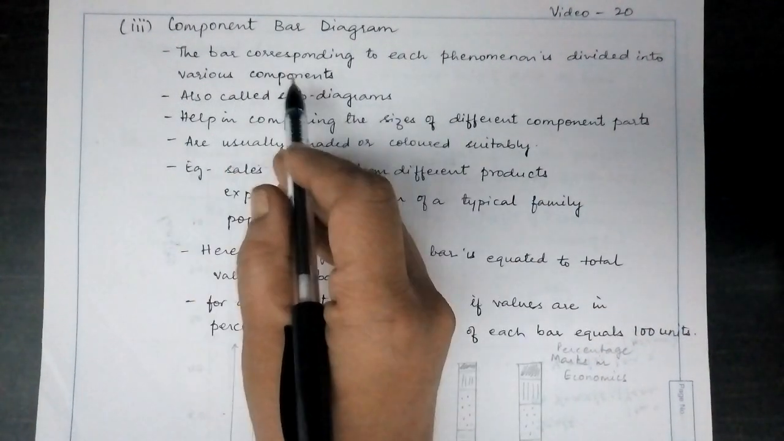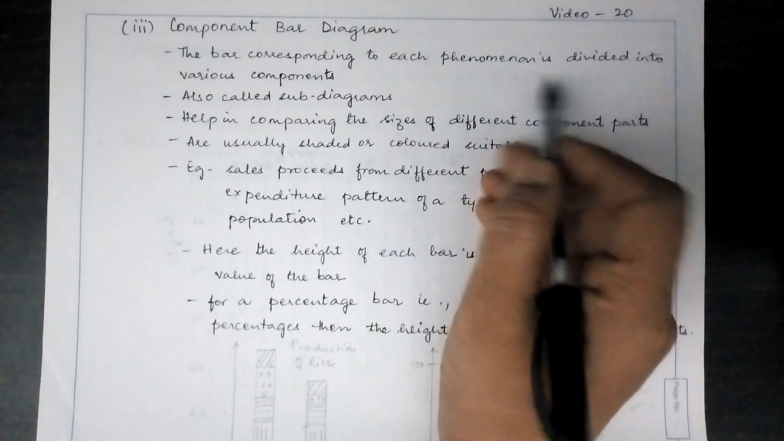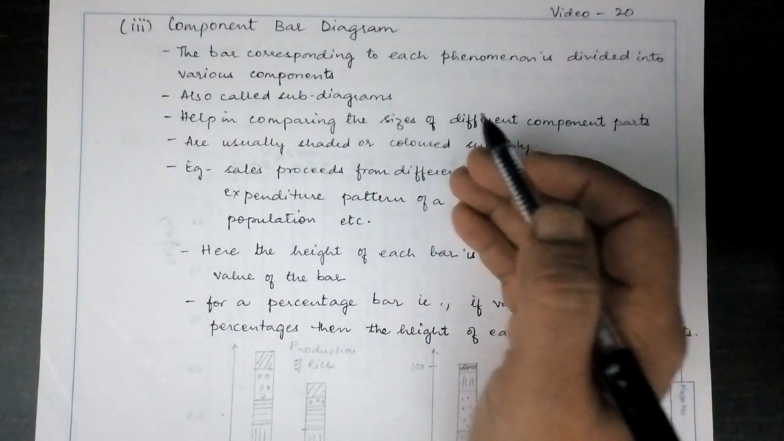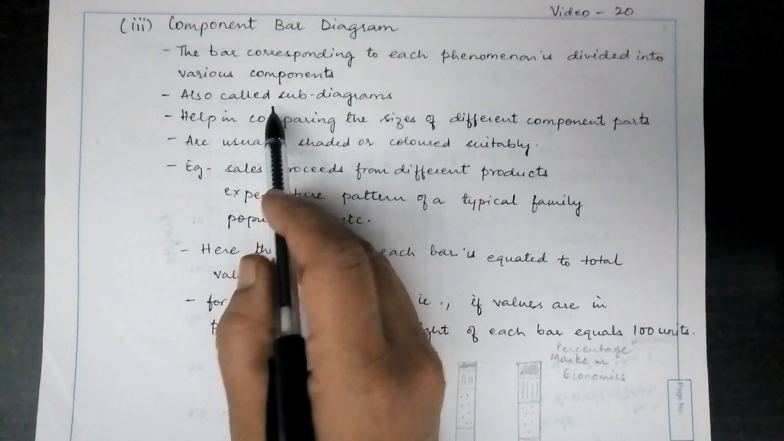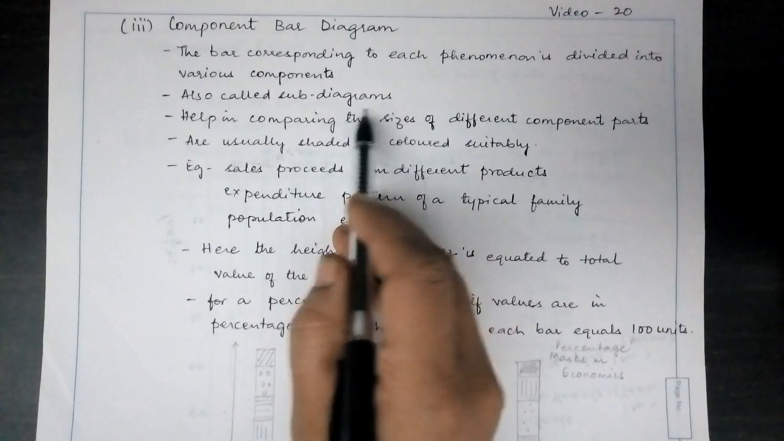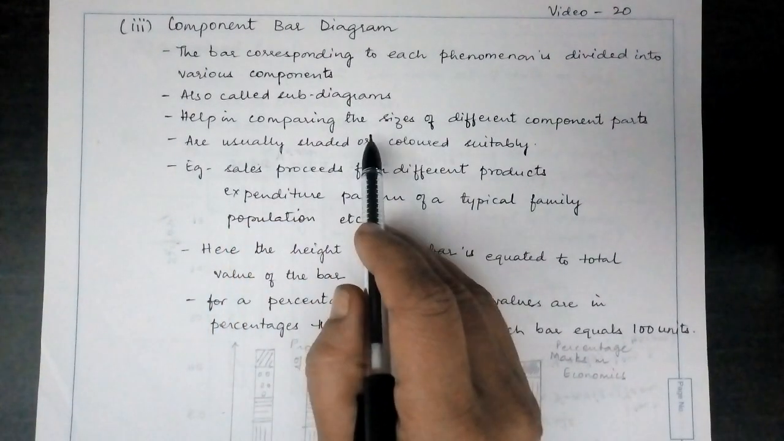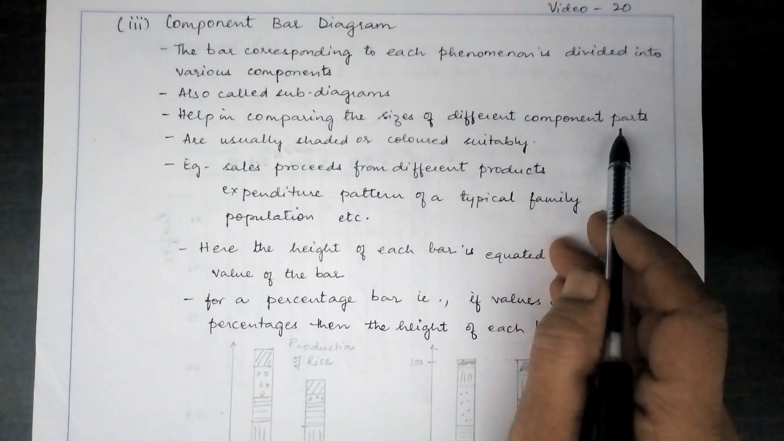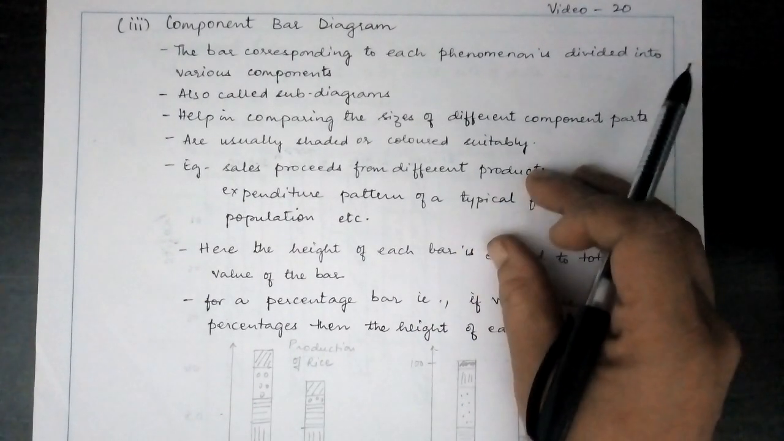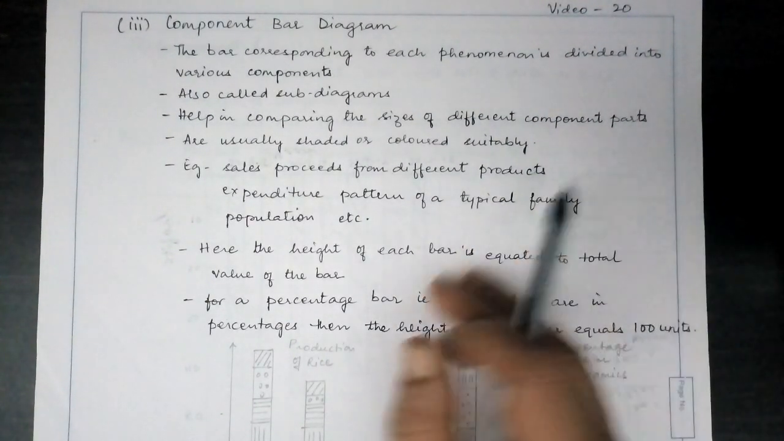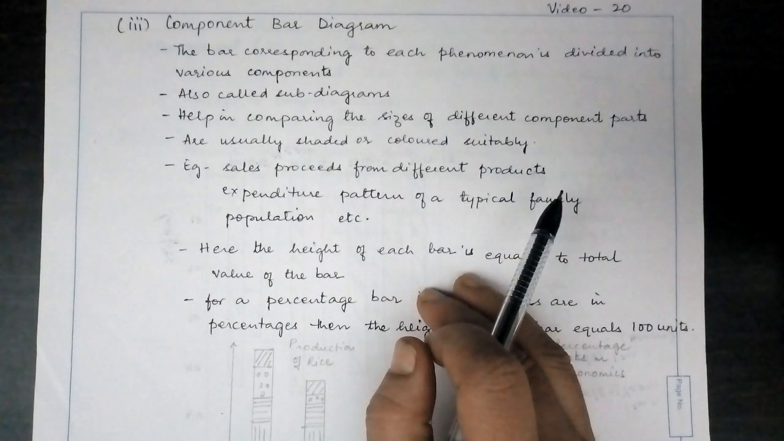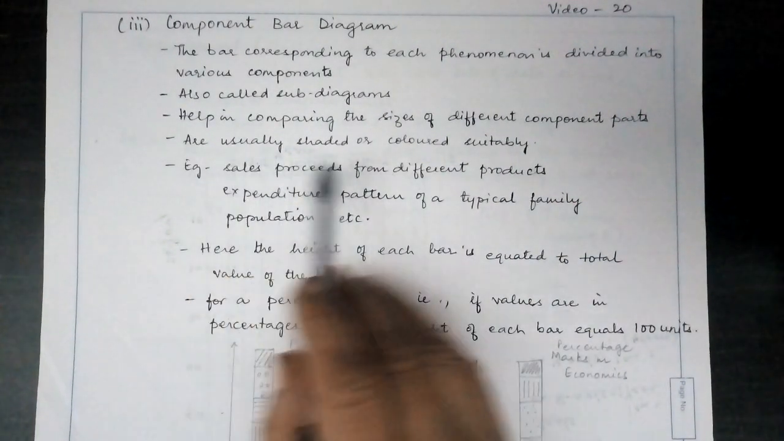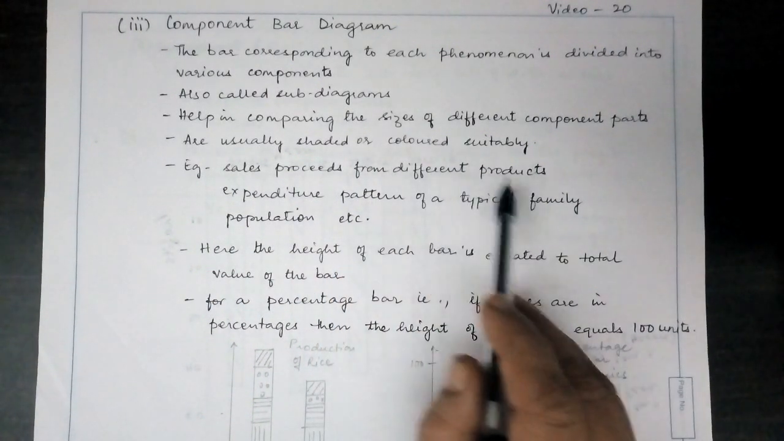Here the bar corresponding to each phenomena is divided into various components or compartments. This is also called a sub-diagram. It helps in comparing the sizes of different component parts. So when all the component parts are placed together, it becomes very easy for us to differentiate or compare. These are usually shaded or colored suitably.